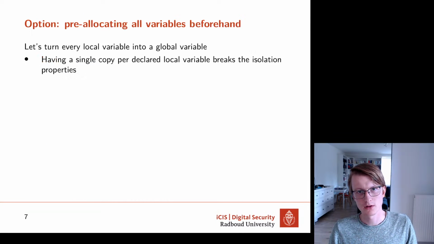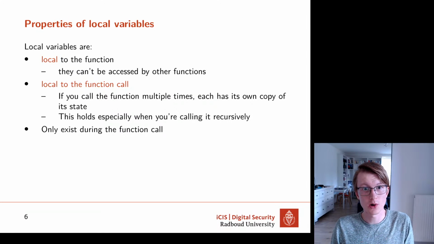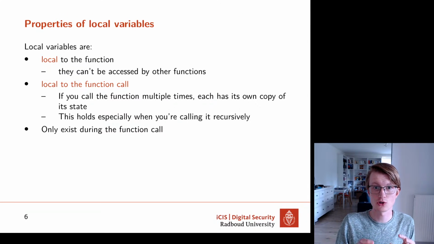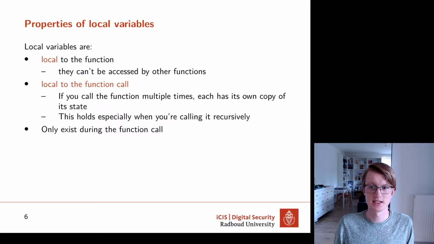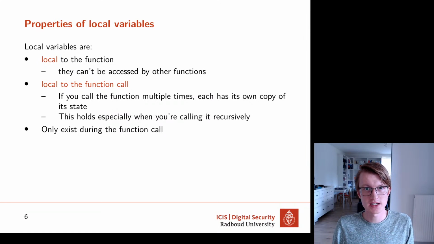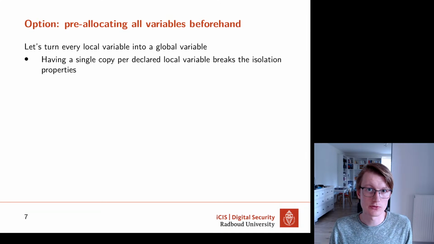So local variables are local not only to the function, but also to the function call. If you call a function multiple times, each one has its own copy of the state. That holds especially if you're calling something recursively, because otherwise you would run into horrible messes. And another property of local variables is that they only need to be present during the function call. So we could investigate several options for doing this if we were to, say, build a compiler.